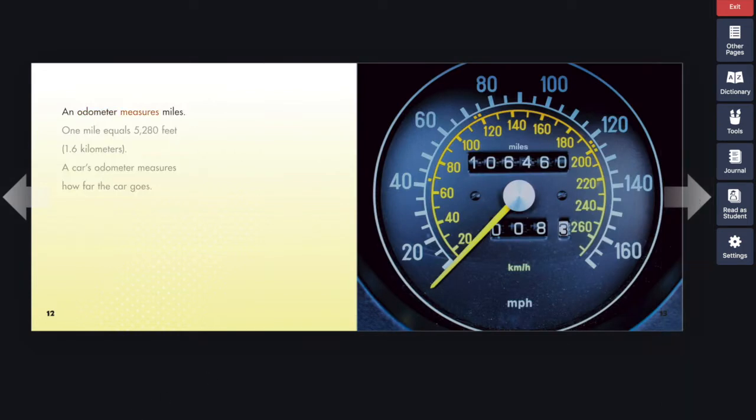An odometer measures miles. 1 mile equals 5,280 feet, 1.6 kilometers. A car's odometer measures how far the car goes.